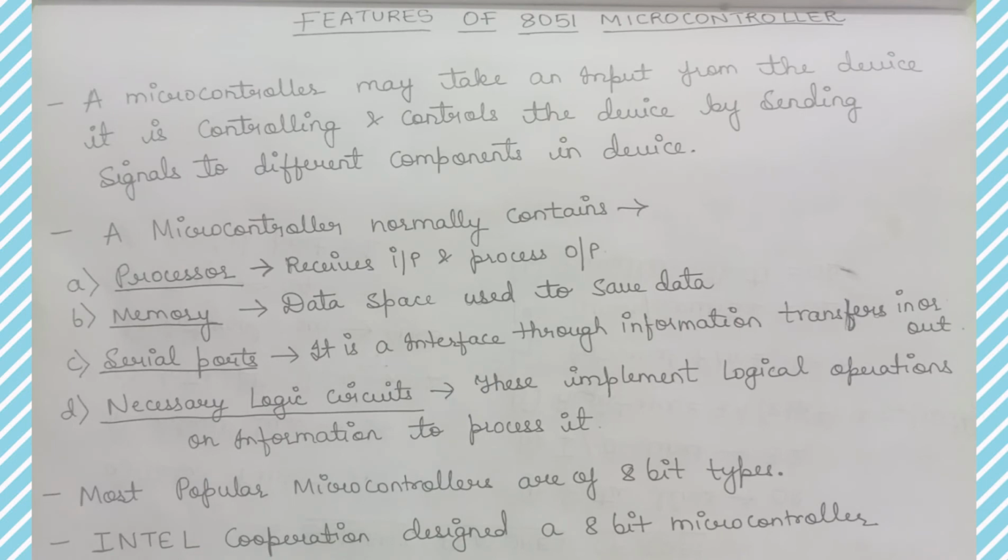Let's know about this a bit. A processor is a device that receives input and processes the output. Memory, it is a data space used to save the data. Serial ports, it is an interface through which the information transfers in or out. Necessary logic circuits, these implement logical operations on information to process it.